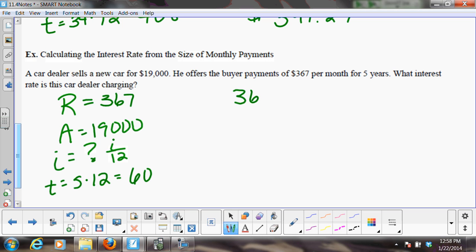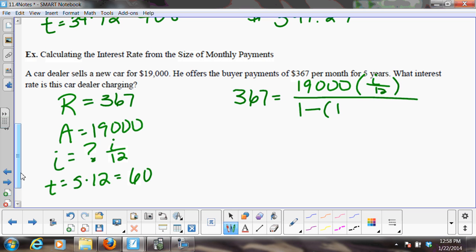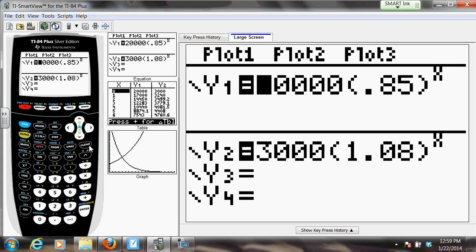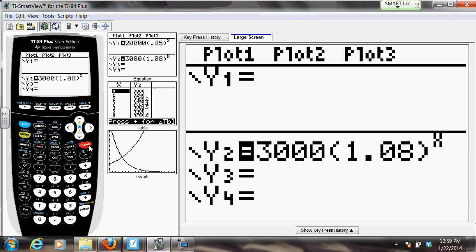So I do 367 equals 19,000 times I over 12 over 1 minus 1 plus I over 12 to the negative 60. This is what you should do for this one. Right there, y1. This one, y2. We'll do that right now. It's going to be working with our 367.